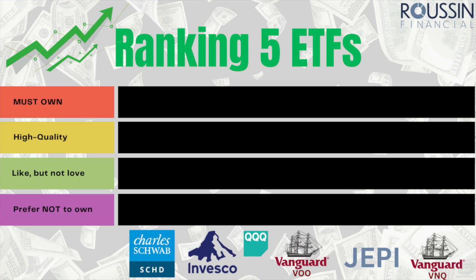Now let me set you up by showing you the 5 ETFs that we're going to be going through today. They are SCHD, of course, QQQ, VOO, JEPI, and VNQ. So let's get started beginning with ETF number 1, which is VOO, or the Vanguard S&P 500 ETF.